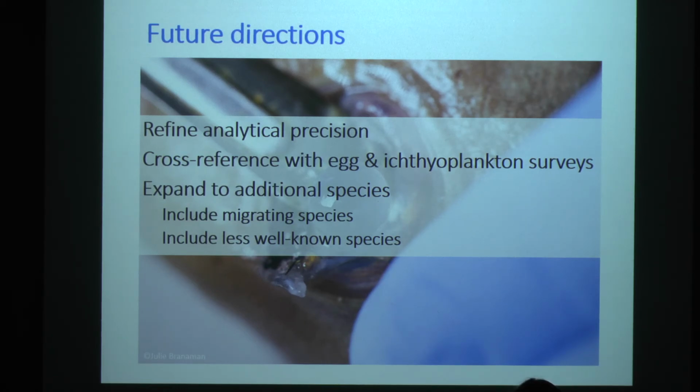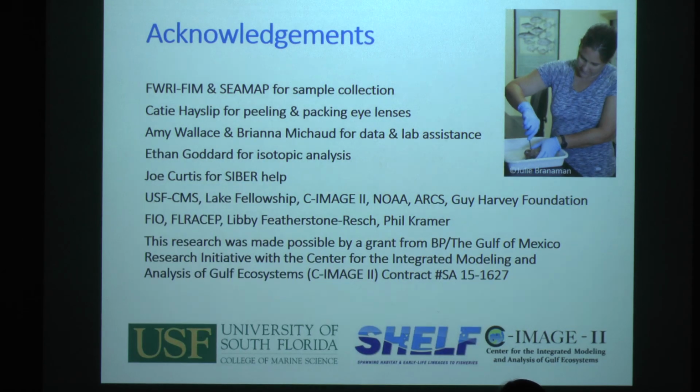I'd also like to cross-reference the information that I have with egg and ichthyoplankton surveys to better understand the actual geography of the situation, and then expand to additional species. These are pretty good species that we know a lot of other things about, and expanding into species that we don't know so much about, that we could be testing this with, is a definite direction to move with this work.